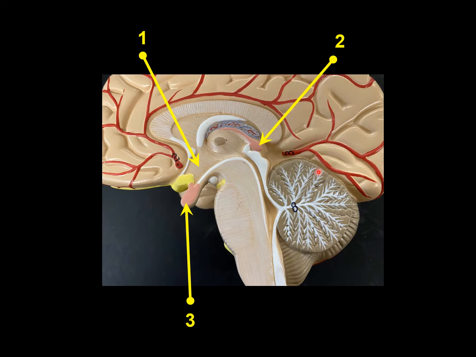This is another model showing us the location of the pituitary gland. Again, this is the cerebral hemisphere, the cerebellum, and the brainstem. So this structure, number 3, indicates the location of the pituitary gland. Do you know what number 1 and number 2 are? Number 1 represents the hypothalamus. And number 2 represents the pineal gland, which we will discuss shortly.